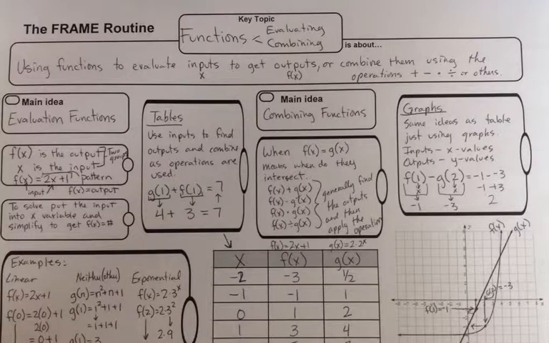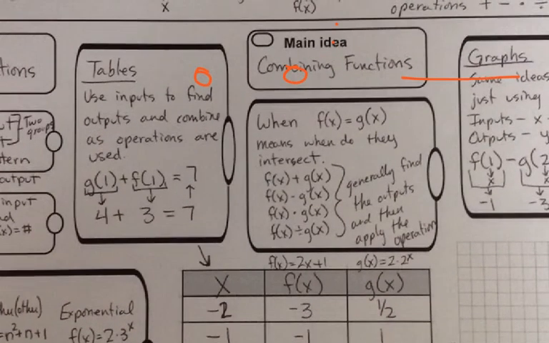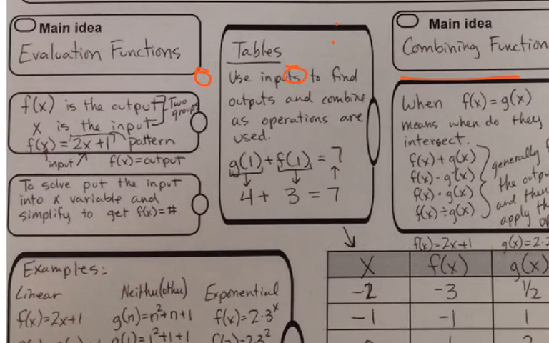Okay? Now I'm going to talk about the second part, but you can do it ahead of time or not, but here we go. So functions, we're going to talk about evaluating and combining them. So when we use functions to evaluate inputs, that gives us outputs. Okay, the input's the x, the output's the f of x. Okay, and we can combine them using operations such as addition, subtraction, multiplication, division. So first we're going to start out with talking about evaluating functions. So zoom in a bit. Okay.